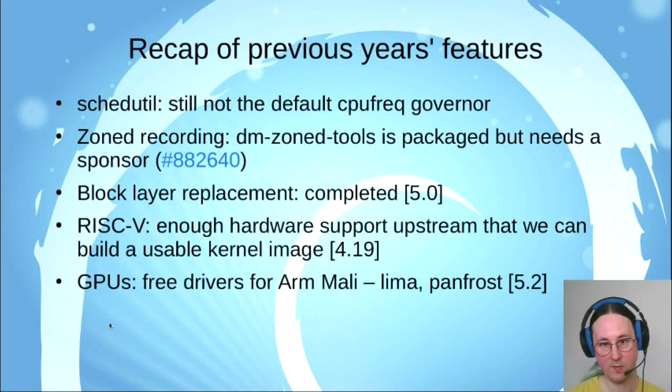So, a recap of some features that I talked about in previous years. The schedutil CPU frequency governor is supposed to make better decisions about CPU frequency on some hardware. We possibly ought to make that the default. We can't do that on Intel x86 processors, I think, because they don't support arbitrary CPU frequency governance. That's actually done by a management processor. But for other hardware, maybe that is a good choice.